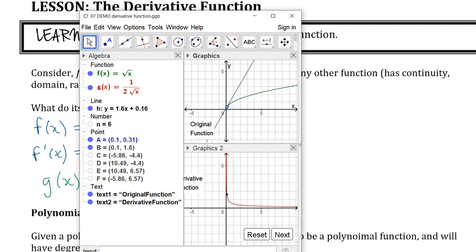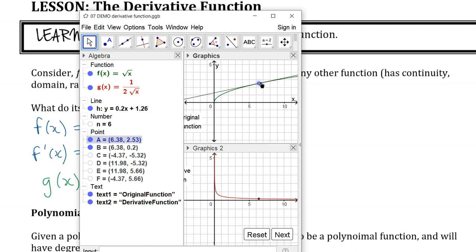What's this function? Square root. Cool. Okay, square root. We talked about this yesterday. Square root, the slope of the tangent is always positive. And this derivative function is always positive. Square root function doesn't exist over here.